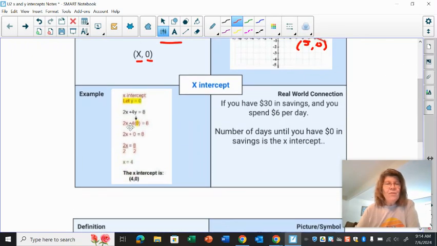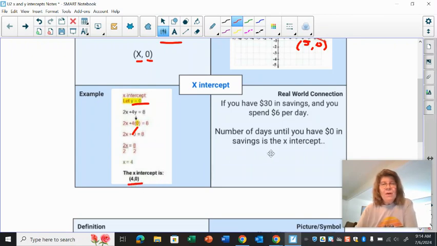So if you're going to solve for it algebraically, you substitute. You make y equal to 0. So you put that right there. And then 4 times 0 is 0, so that goes away, and you end up with 2x equals 8. Divide both sides by 2, and you get x equals 4. And so the x-intercept as a point would be (4, 0).